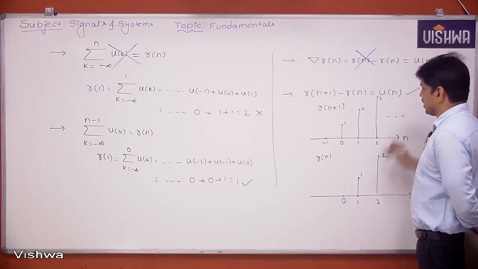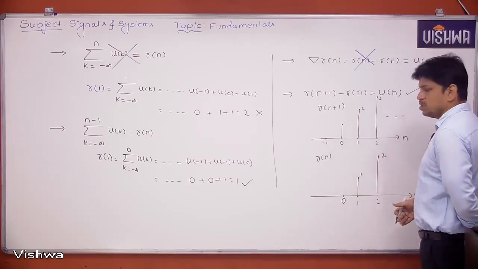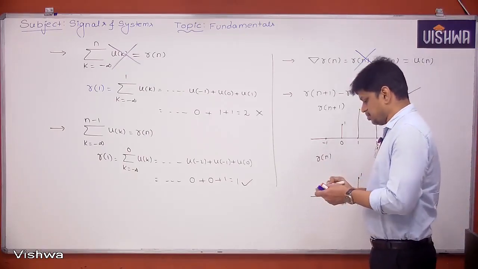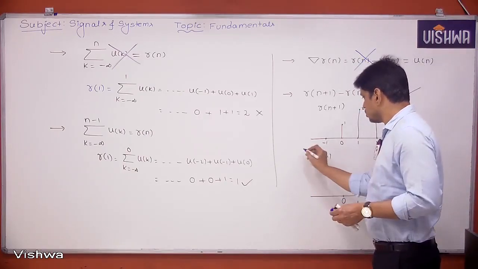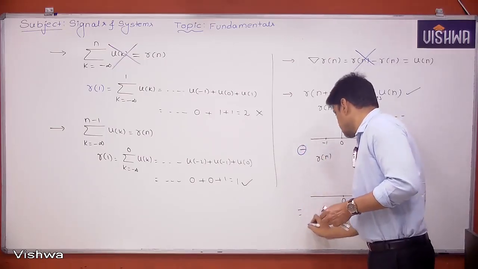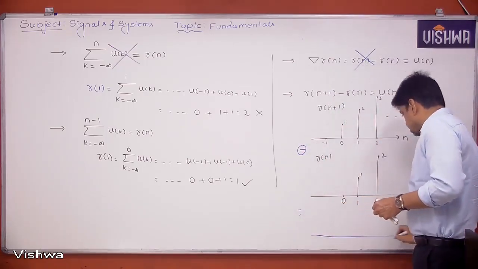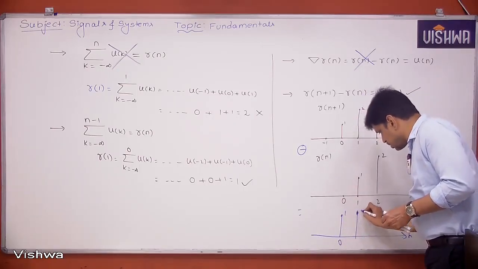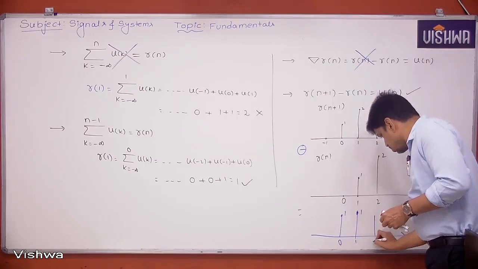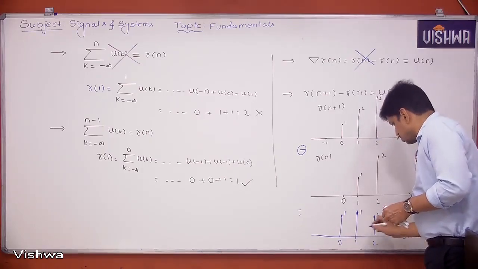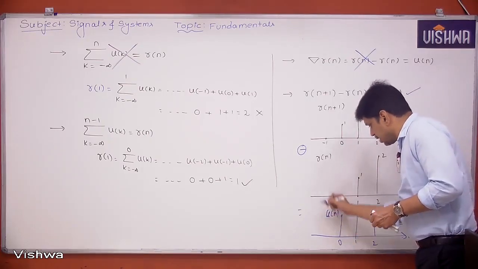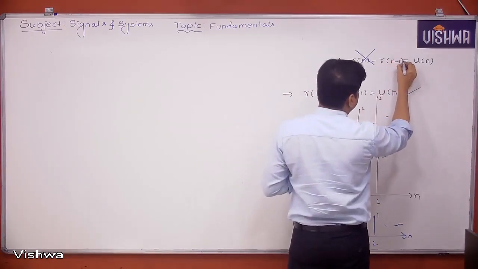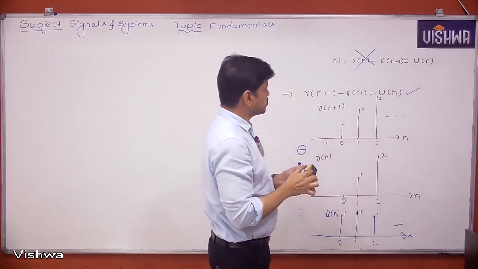So this is the correct one. If you subtract them, then you are going to get u of n. At 0 its value is 1, at 1 its value is 1, at 2 is also 1, like that, and so on, which is nothing but u of n. Okay, please, r of n minus 1, please make a change, r of n minus 1 there.